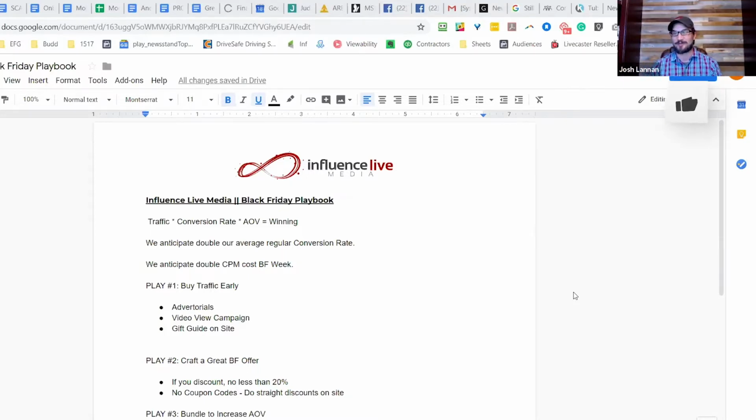With people doing this pre-shopping, conversion rates go way up, but also CPMs go way up. And so we anticipate double CPM costs. Again, double, nice round number, right? But those things offset each other potentially. So the question is, how can you bring down CPM? How can you lower the cost of that traffic while keeping that conversion rate high and increasing your average order values so you can win during Black Friday, right?